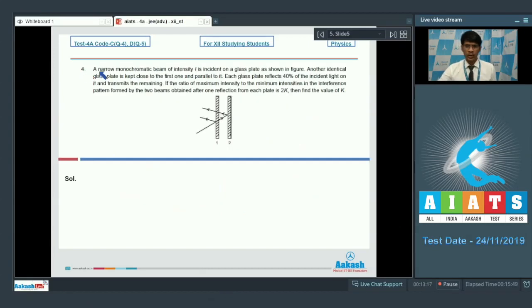In question number 4, a narrow monochromatic beam of intensity I is incident on a glass plate as shown in the figure. Another identical glass plate is kept close to the first one and parallel to it. Each glass plate reflects 40% of the light incident on it and the remaining gets transmitted. So let's say the initial amplitude is A0. I would say A0 square would directly be proportional to the original intensity I.